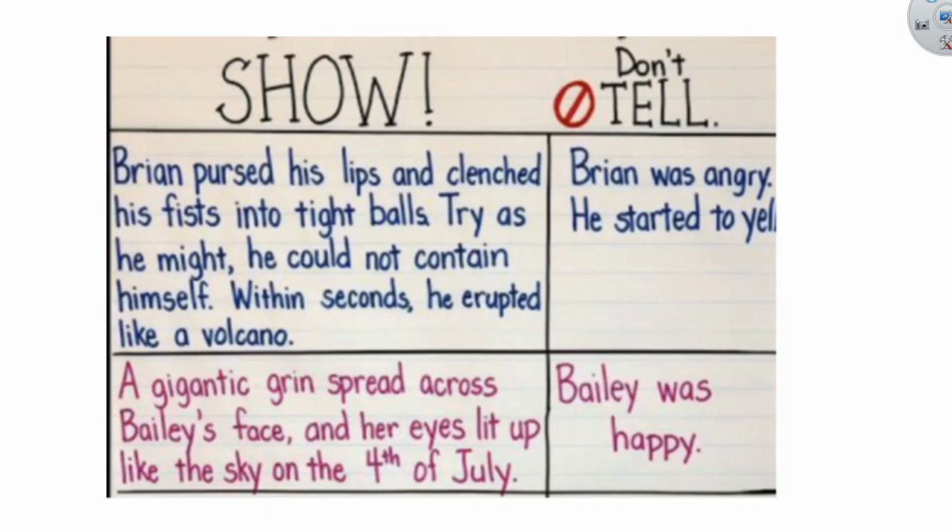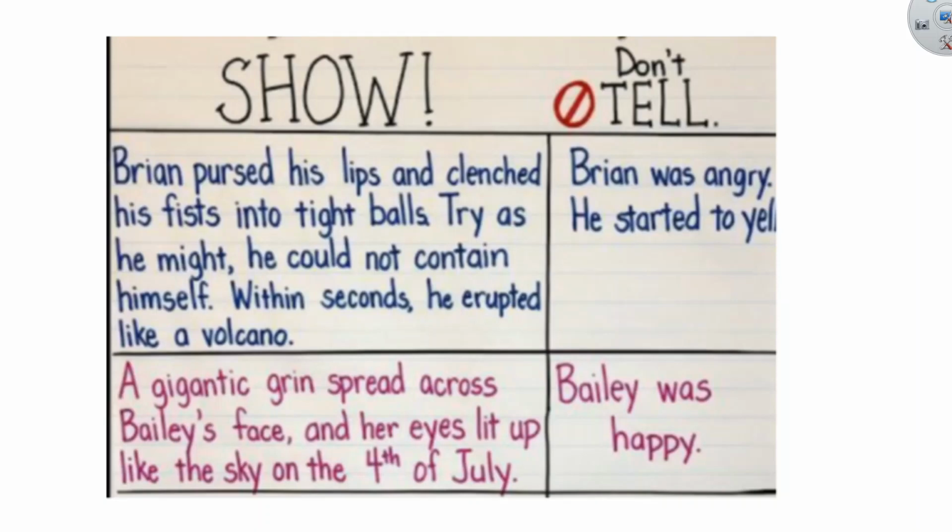Okay. If you look at the next example, it just says Bailey was happy. Well, oftentimes that's what I see a lot in our writing. Oh, so and so was happy. Well, I want us to show me that she was happy. So, for example, a gigantic grin spread across Bailey's face, and her eyes lit up like the sky on the 4th of July. Well, I don't have to tell you that Bailey was happy. I can show it to you.